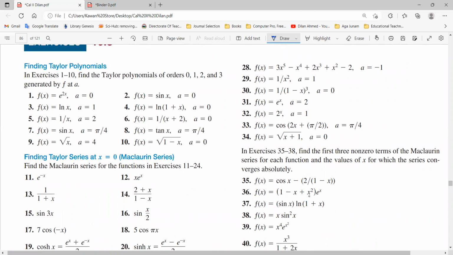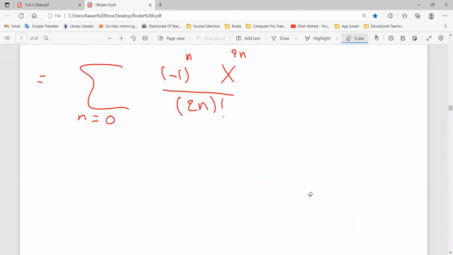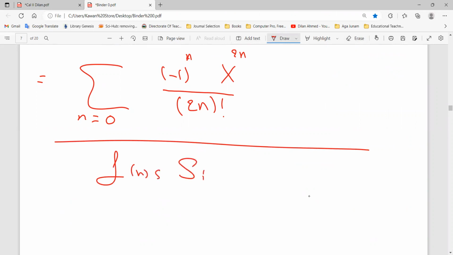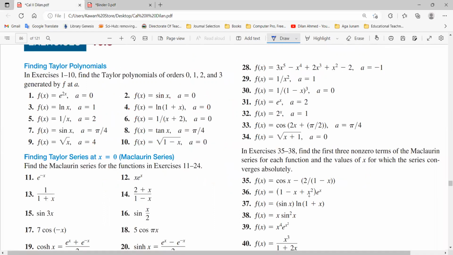So can you solve as a homework right now? Can you solve f of x equals sine of x and tell me where's the formula? I think it's in your exercises.